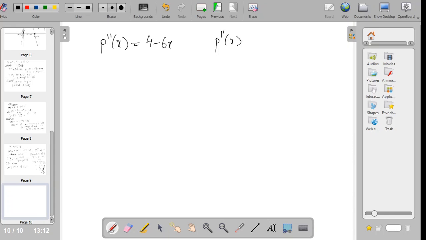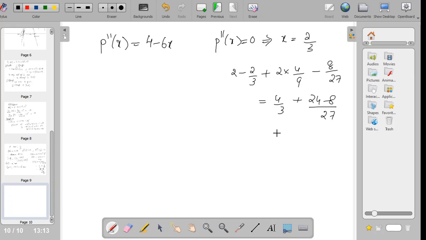So p double dash of x equal to 0 implies x will be 2 by 3, and we will find the function value at 2 by 3. So we will get 2 minus 2 by 3 plus 2 into 4 by 9 minus 8 by 27. So that will give 4 by 3 plus 8 into 3, 24 minus 8 by 27. So that is 4 by 3 plus 16 by 27. So you'll get 36 plus 16 by 27. So that is 52 by 27.